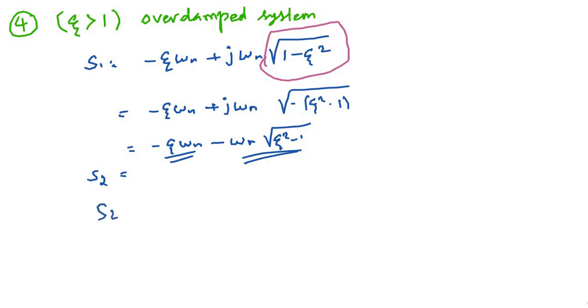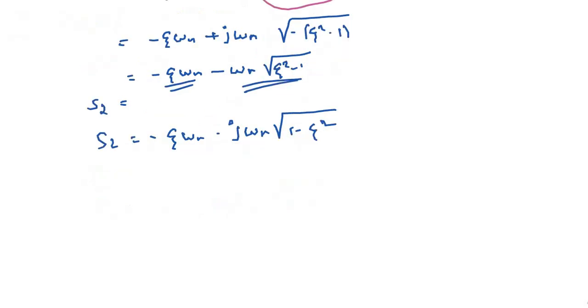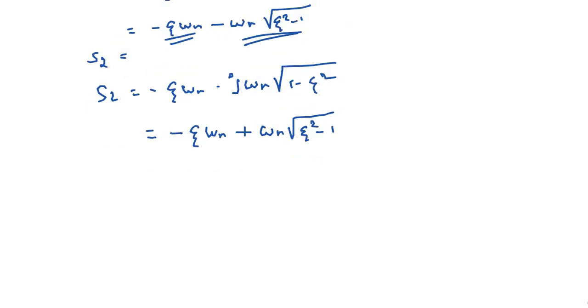Over-damped system. So S2 will be minus zeta omega n minus j omega n into root of 1 minus zeta square. Here zeta square is more than 1, so you will get plus omega n into root of zeta square minus 1. The first part is highly negative when compared to the second part. Okay, so second part is positive actually. So you will have another root. So roots are real and they are unequal. So roots are real and unequal.